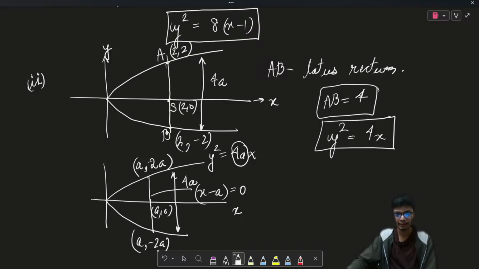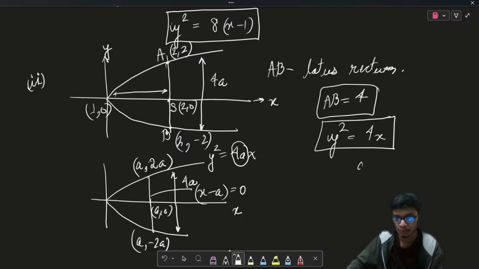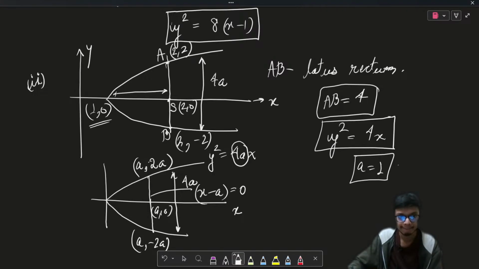Okay, I think I'm making a mistake over here. But in this case, you have to take note that our vertex is at (1, 0), because our a is going to be equal to 1. So the vertex is at (1, 0). I hope this is clear to all of you.